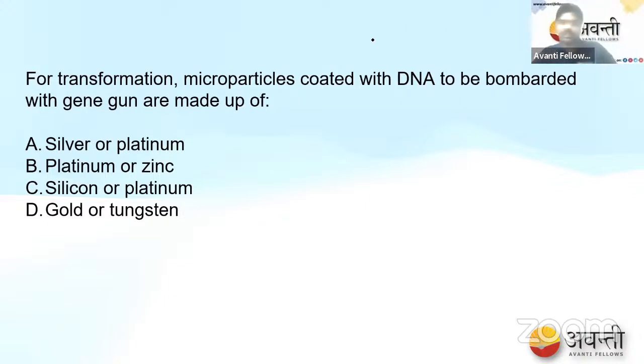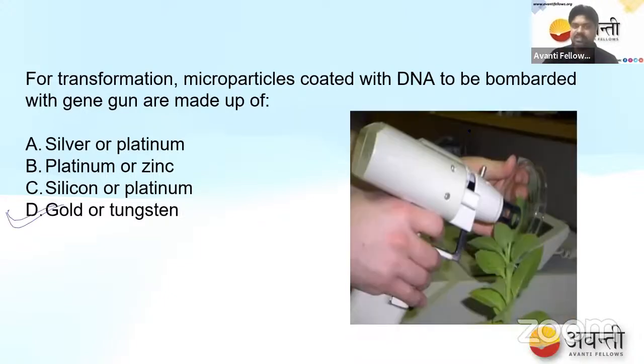Okay, so I end this poll. Here maximum people choose option D. Option D is the correct option. Gold and tungsten are used in the gene gun. So you can see in this picture, this is the gene gun, and the gene gun is generally used to transport our gene of interest into the plant cell. That's why option D is the correct one.